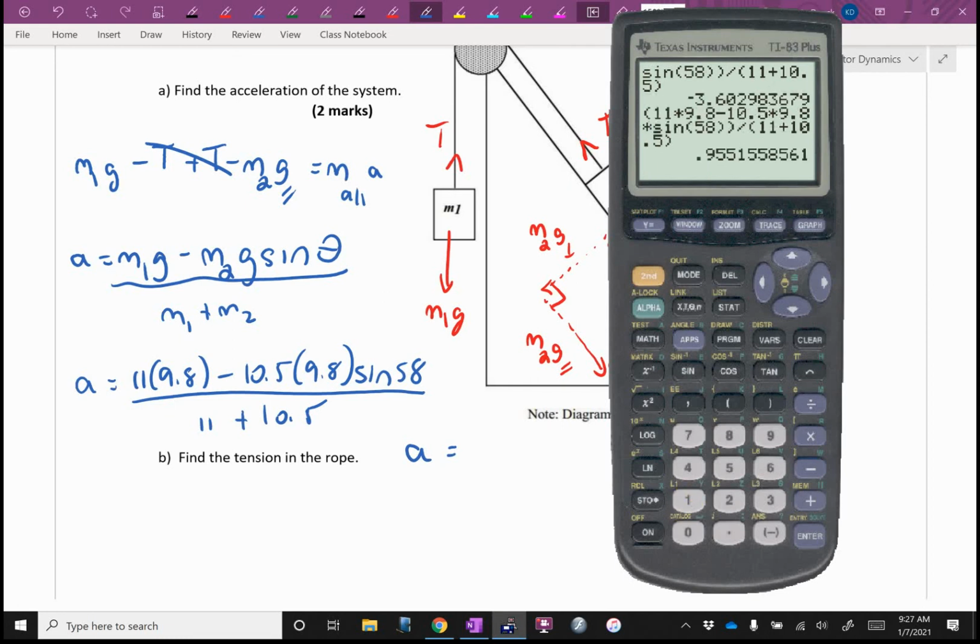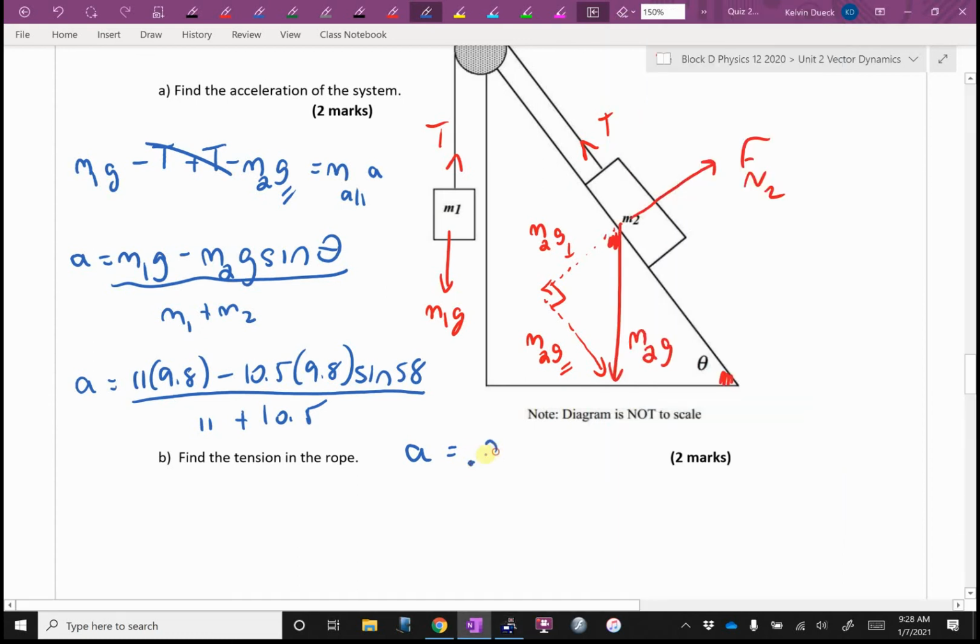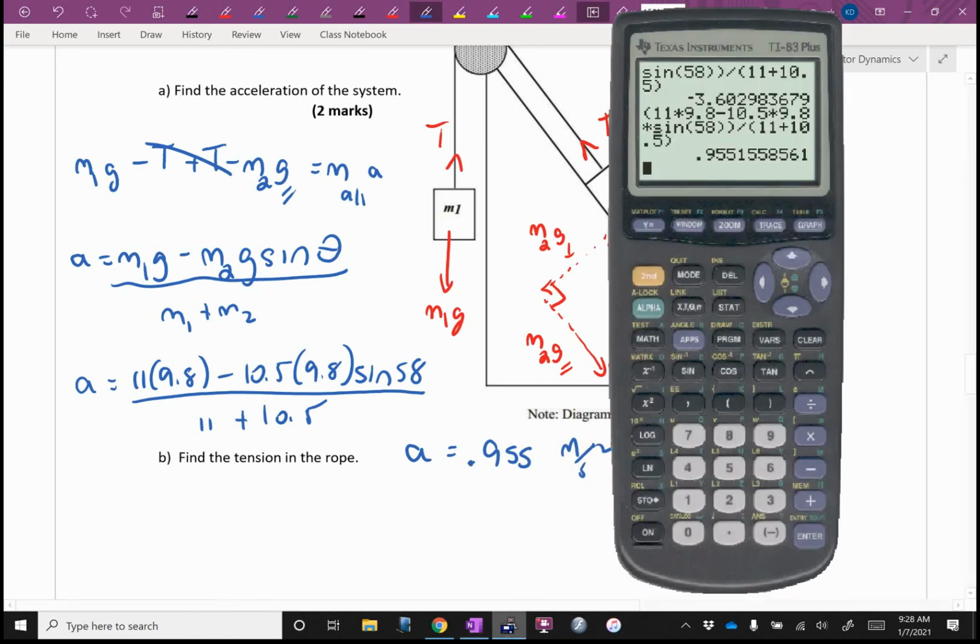You get 0.955? Barely accelerating, which actually makes sense because the masses are almost identical. This is a really steep hill, nearly vertical. This is almost an Atwood machine in equilibrium, not quite. I did that on purpose so that it was tough for you to figure out which way was the winner. 0.955 meters per second squared. Did I round off properly? Yes, I did.